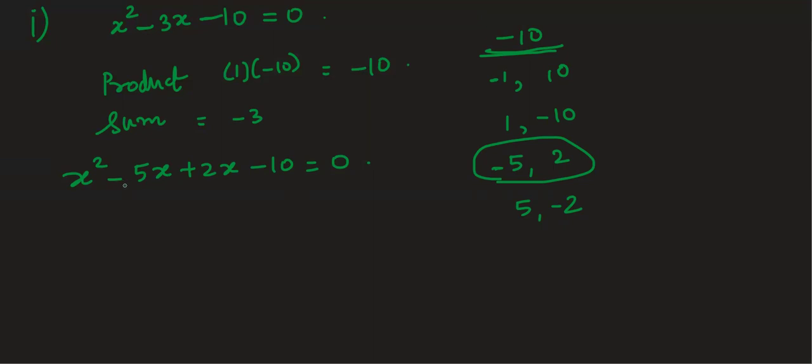Okay, so try simplifying this one. Minus 5 and plus 2x will become minus 3x. And if I multiply 5 into 2, it will become minus 10. So the 2 numbers which we selected are actually correct.